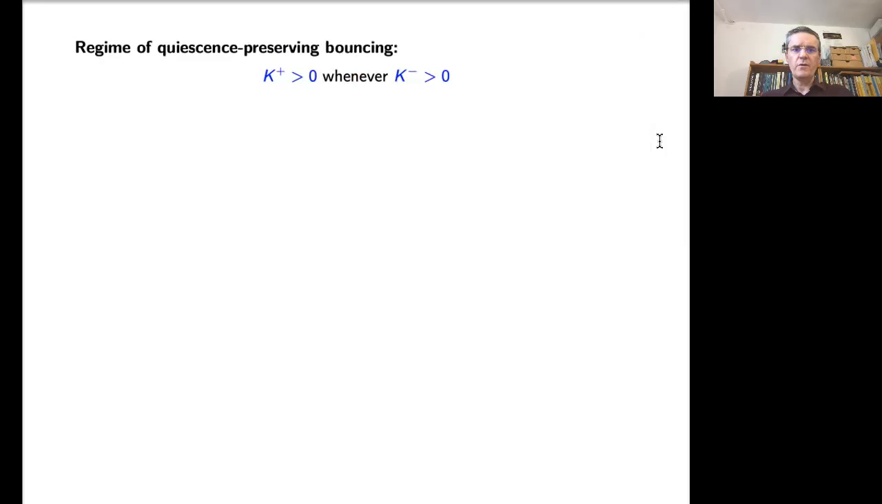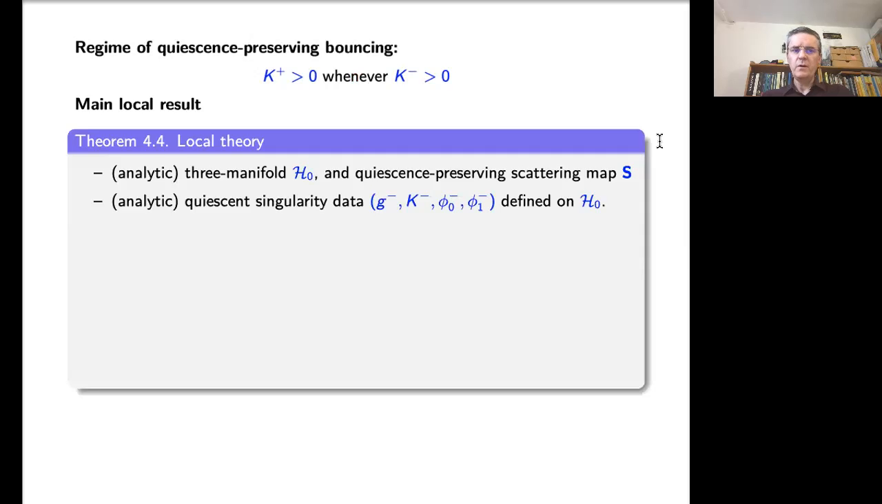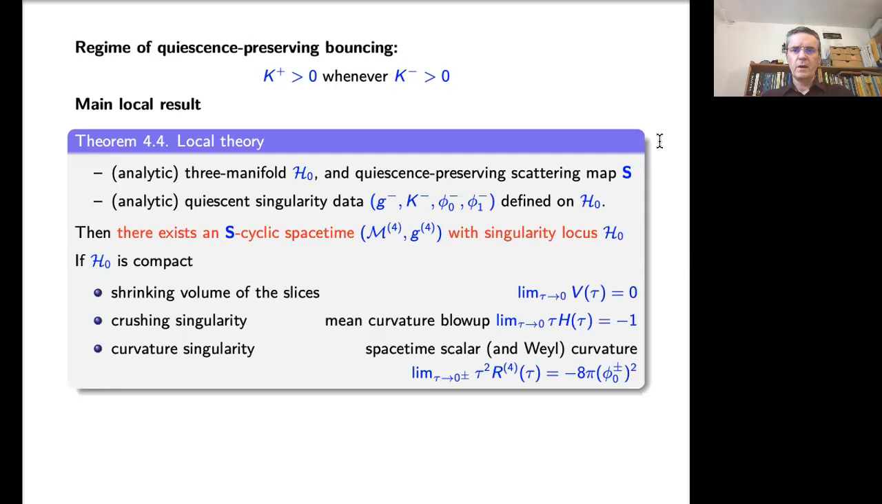The regime of quiescent preserving bouncing suggests to assume on the map itself that K plus is positive whenever K minus is positive. And now comes a local theory. You give me a three manifold and a quiescent preserving scattering map in the sense of the previous line. You also give me certain data on one side of the singularity, and then I can define, in the past and in the future, a solution that is S-cyclic in the sense that I explained a minute ago. So it's really a local construction. It's an easy construction, but it somehow provides some support to the theory.